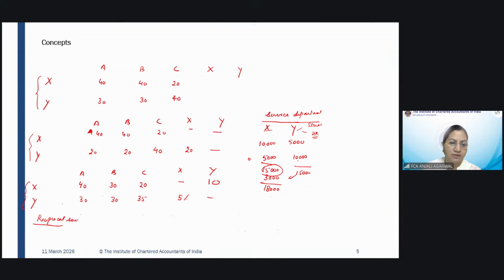So in reciprocal services, once again, we follow three methods. Either you can solve it using simultaneous equation method, or you can follow repeated distribution.